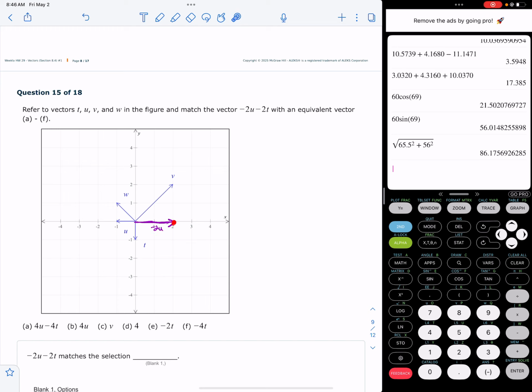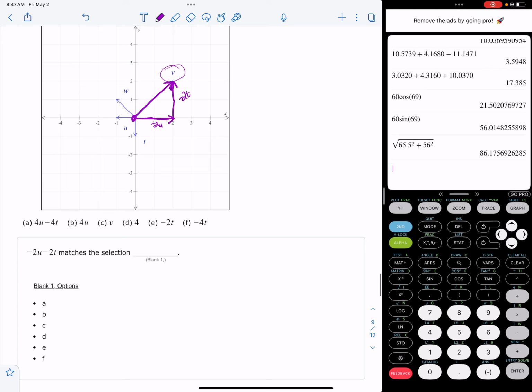Now at the tail end of this, we're going to put on negative 2t. So t is directly down. Down would be the positive t, but we need negative. So we're going to go up 2 units. That would be negative t. So then the resultant vector is always connecting the initial to the end. And in this case, it is actually v. So C is your answer.